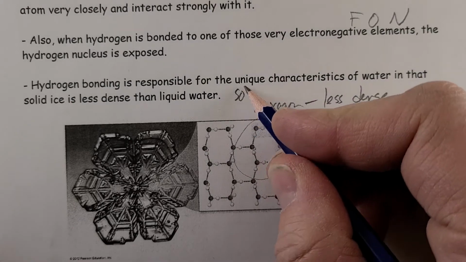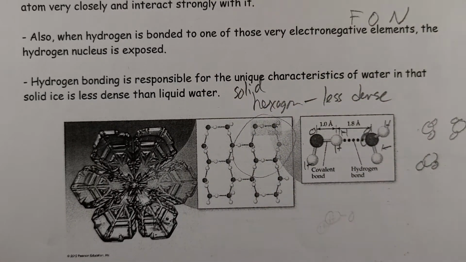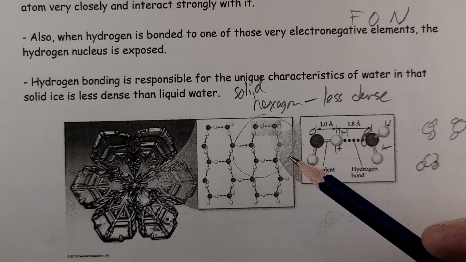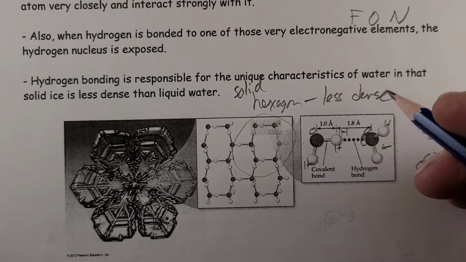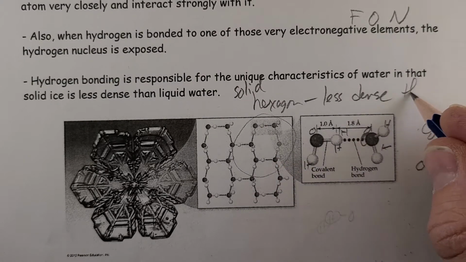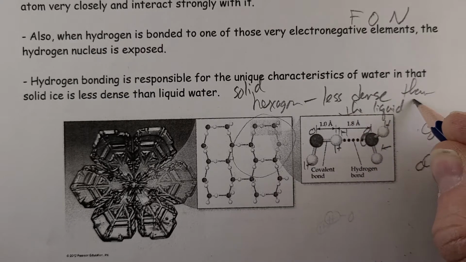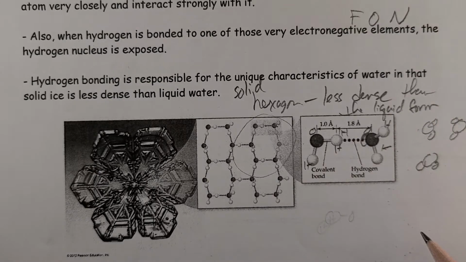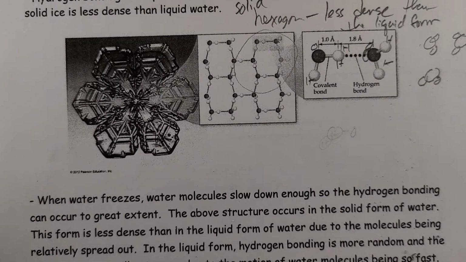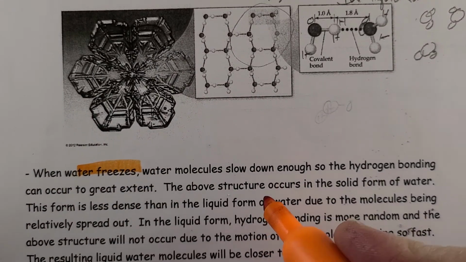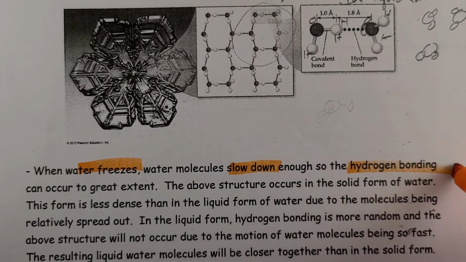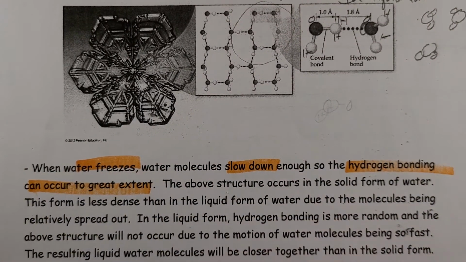So the solid has slowed down enough so that hydrogen bonding takes effect, and we get a hexagonal structure in ice, which is less dense than the liquid form. I think water is the only substance that does that due to that hydrogen bonding. So when water freezes, water molecules slow down enough so that hydrogen bonding can occur to a great extent. The above structure occurs in the solid form of water.